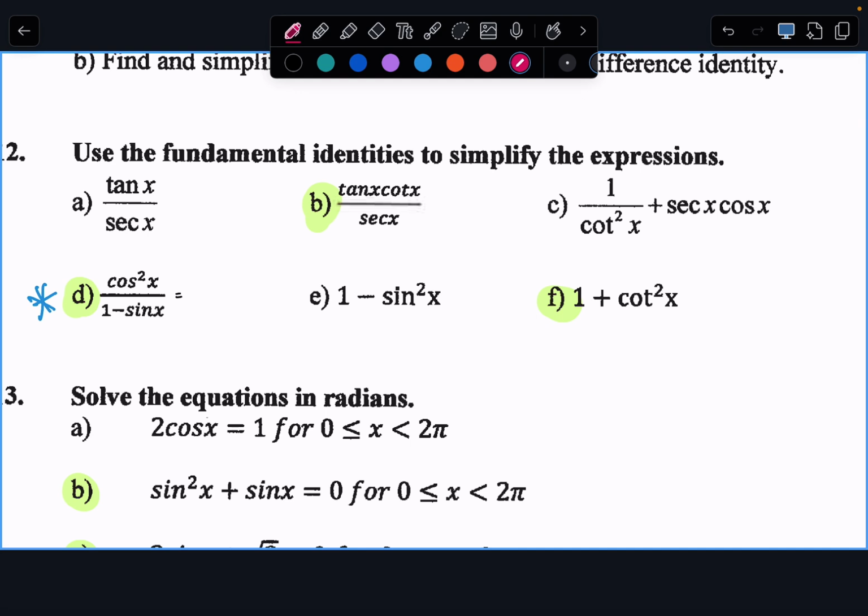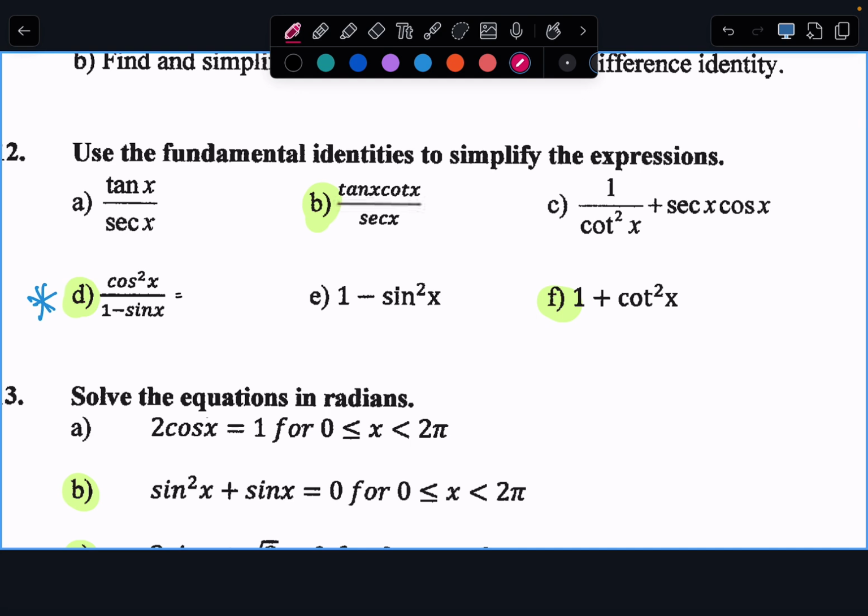Okay. F, you're going to have one. That's just a straight identity, isn't it? 1 plus cotangent squared equals what? Secant. Okay. I'm not giving you that one. There's 2 other options. There you go. That one's narrowed down. I'm giving you this one, D, and then the other one is super similar to B. Okay? What do you think I'm going to do for B?